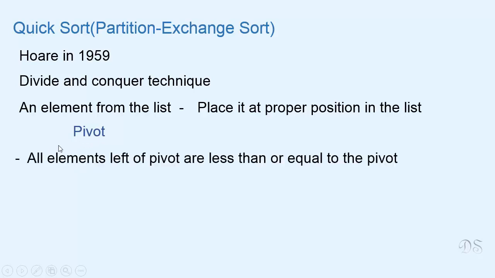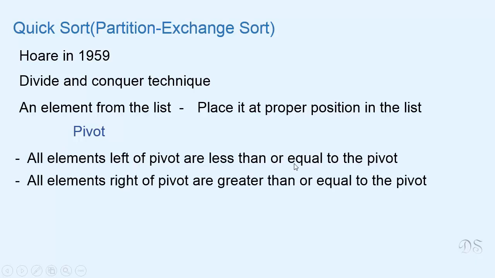Now this pivot is at its proper place if all the elements to the left of pivot are less than or equal to the pivot and all elements to the right of pivot are greater than or equal to the pivot. So these equal elements can go either way. Suppose this is the list that is to be sorted and we take first element as the pivot. So after rearranging the list, it becomes this. This 5 has come at its final position and all the elements to the left of 5 are less than 5 and all the elements to the right of 5 are greater than 5.